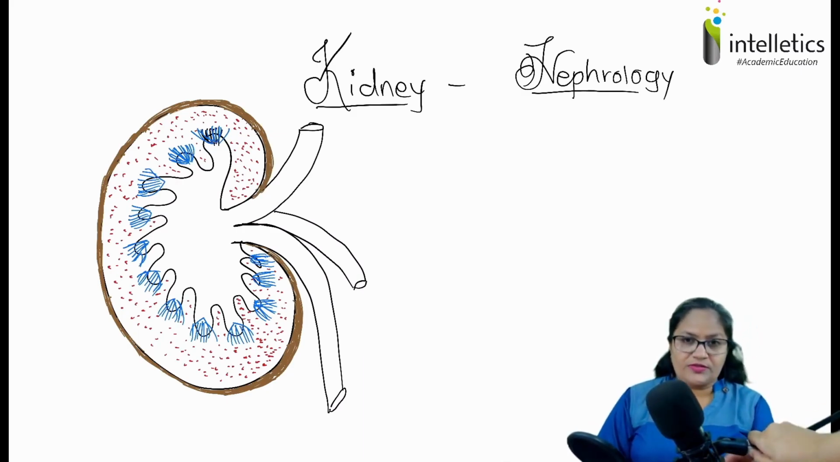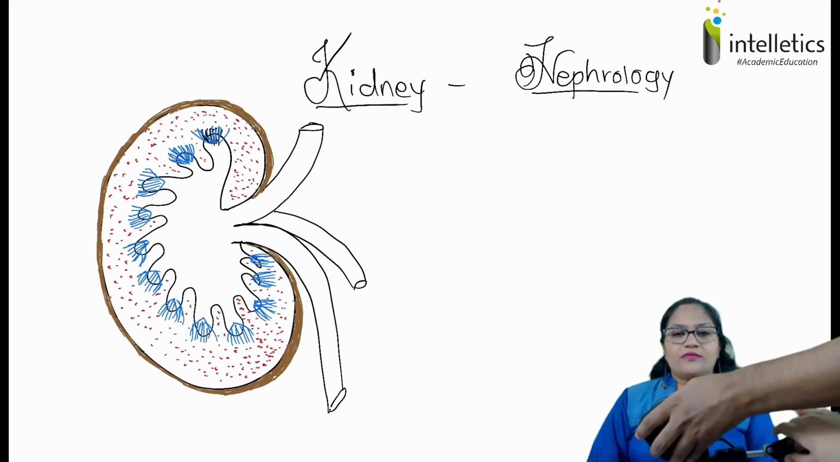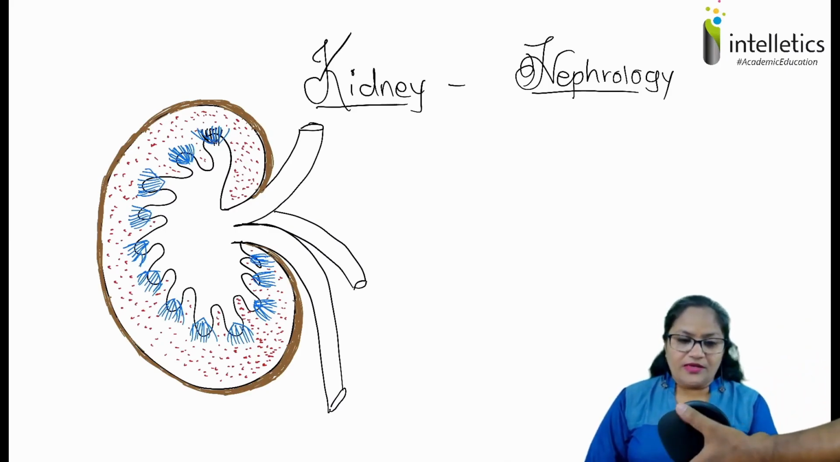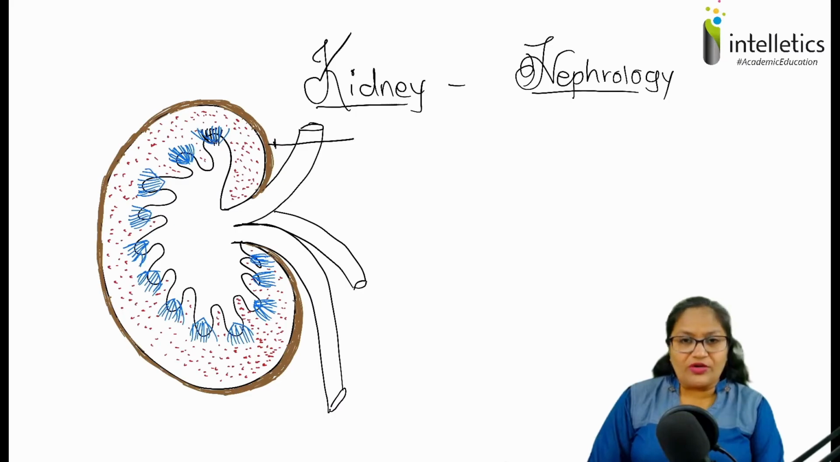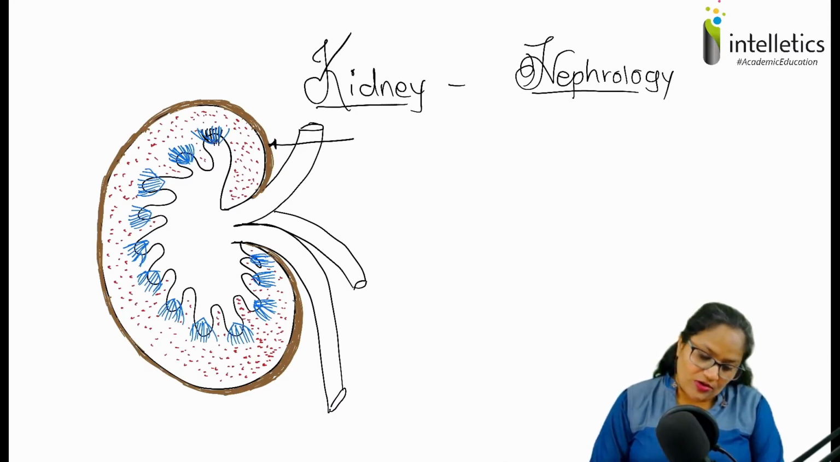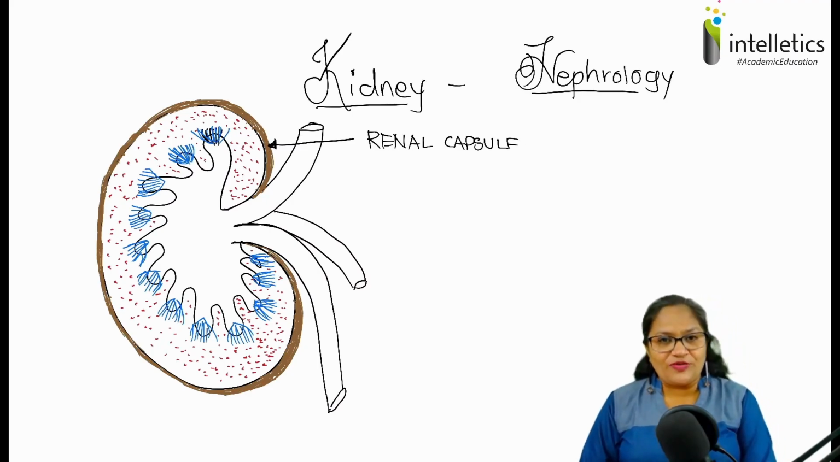So here it is. Now what I would just start labeling out the kidney here, right? This is the outermost covering of the kidney. I shall call it as the renal capsule. Obviously protective in function.